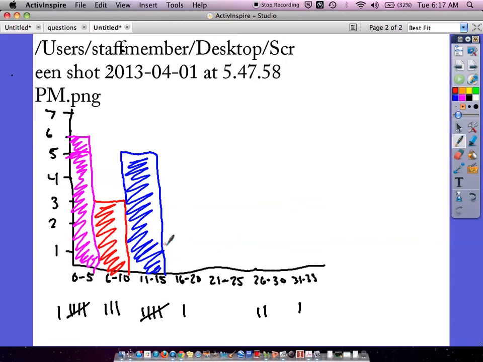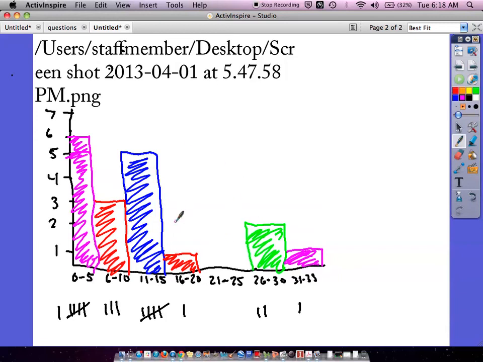There's only 1 state that has between 16 and 20. There's no states that have 21 to 25. There's 2 states that have 26 to 30. And there's just one, which is California, that had from 31 to 35 4-year public institutions. So there's my histogram. What I can tell from this is that more states have fewer colleges than a bunch of those 4-year colleges. That's something that you can just tell by organizing this data into a graph that looks like this.